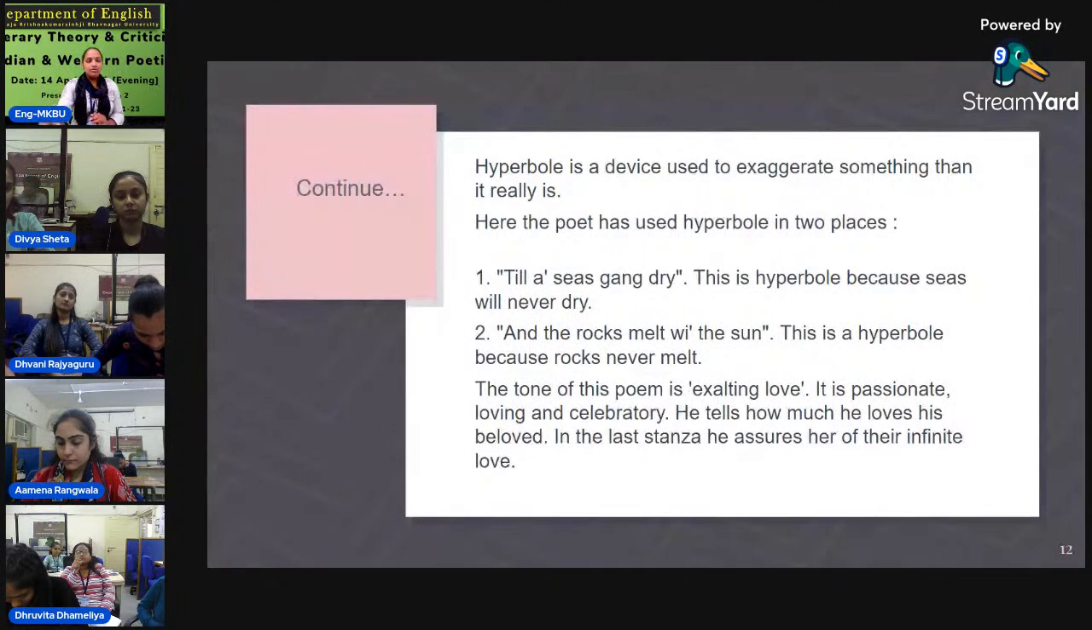The tone of this poem is exhilarating love. It is passionate, loving, and celebratory. He tells of the love he believes in, and the last stanza assures the infinity of love. In this poem, the writer is using figurative language, like metaphor and hyperbole, for showing the love for his beloved.